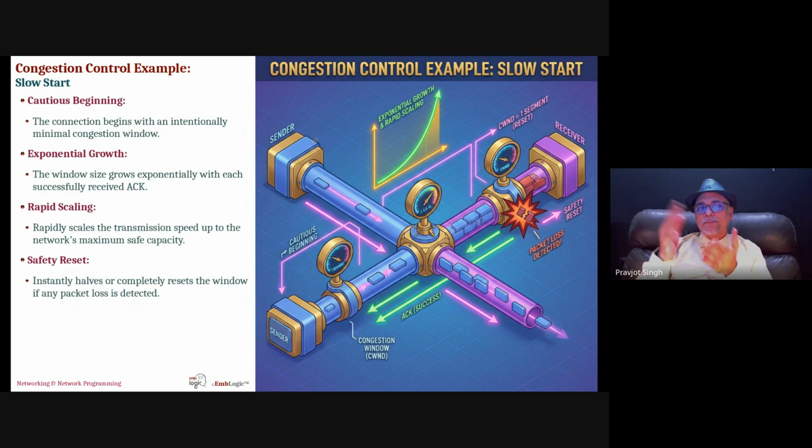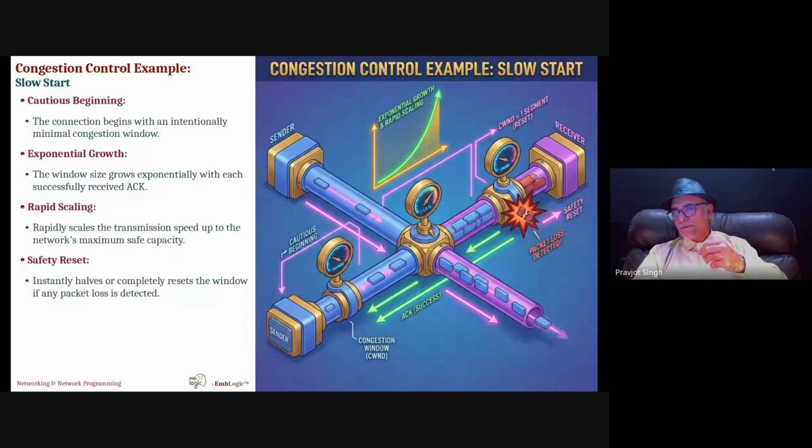As acknowledgements start coming from the transmitted packets, slowly it will grow. This window size will grow and more transmission will happen. TCP will increase the congestion window size at an exponential rate. Once all the packets are being acknowledged, then you go to the 0.8 capacity. But you'll never go to the maximum capacity. Never. The connection begins with an intentionally minimal congestion window, and the window size grows slowly.